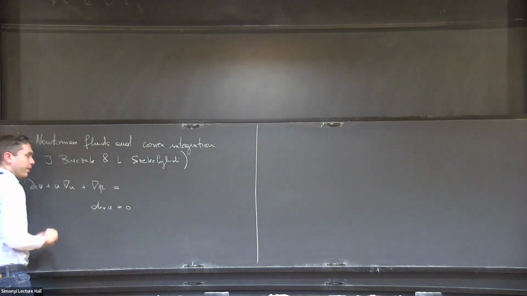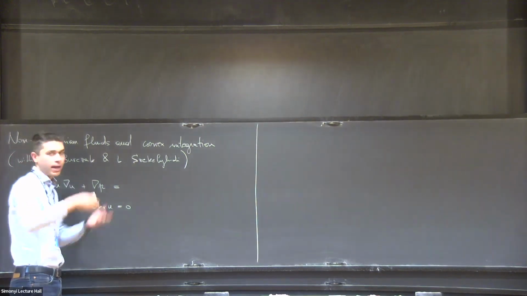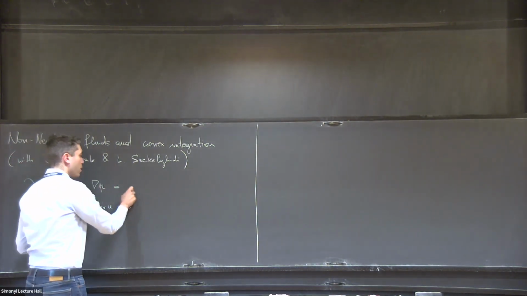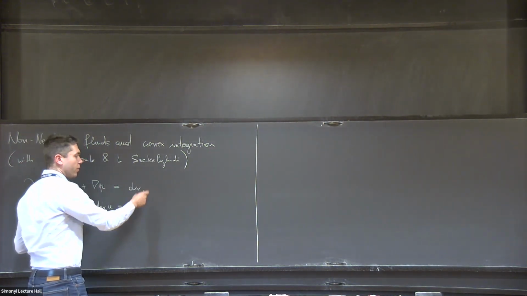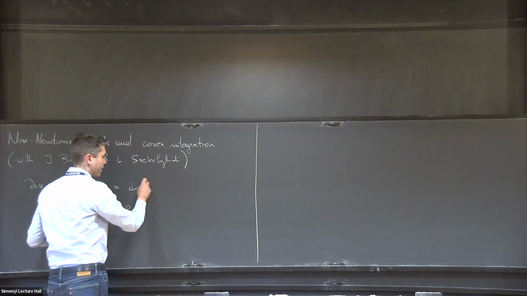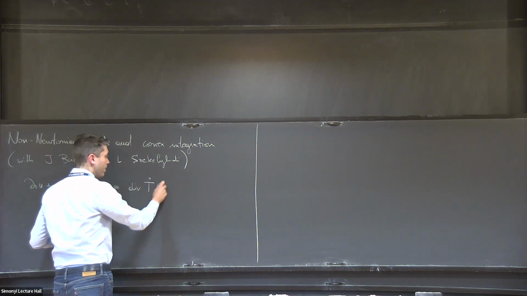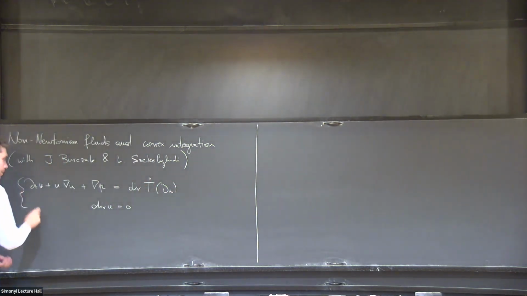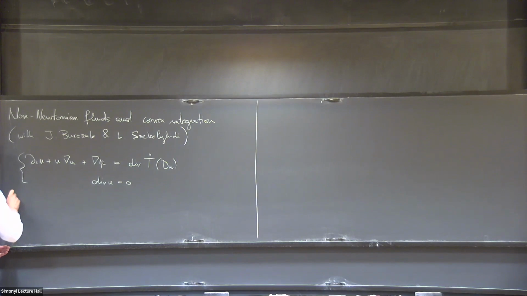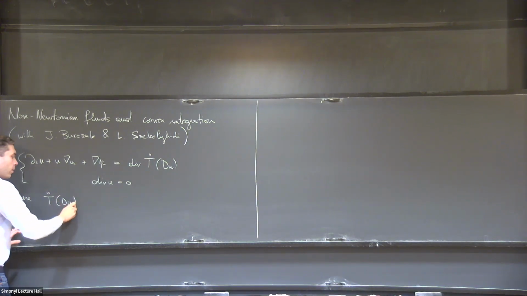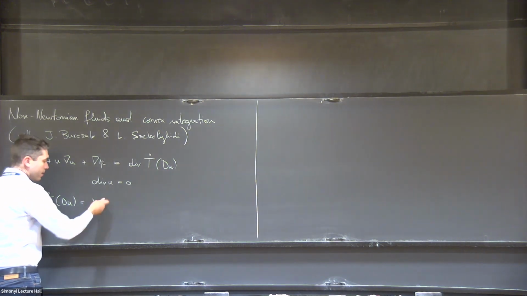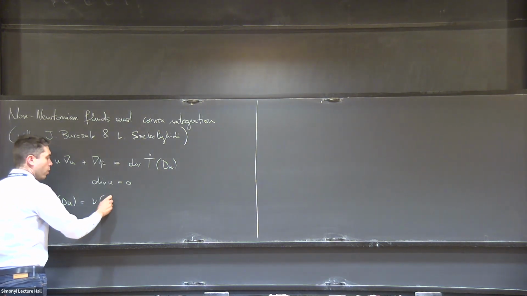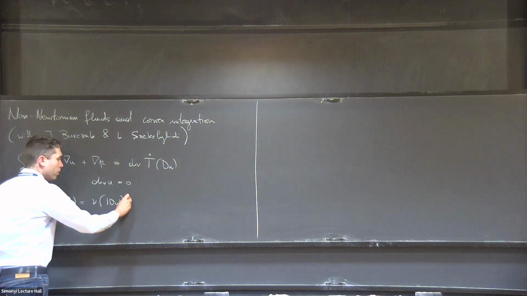And so here on the left-hand side, we do not have the Laplacian as in the Navier-Stokes equation, but we have something else, the divergence of a different shear stress tensor. Let me write it as T(Du), where this T(Du) is the following function: a function nu of the modulus of Du times Du.